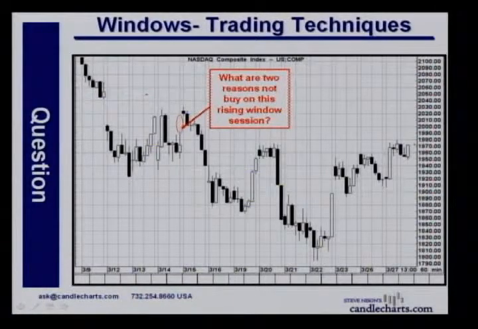So here we have a rising window. What are 2 reasons we would not be buying on that rising window? One should jump out at us right away. Resistance. Yeah, there's 2 reasons for resistance.